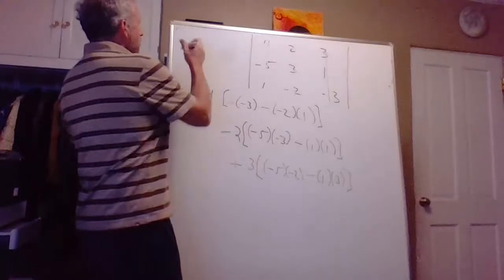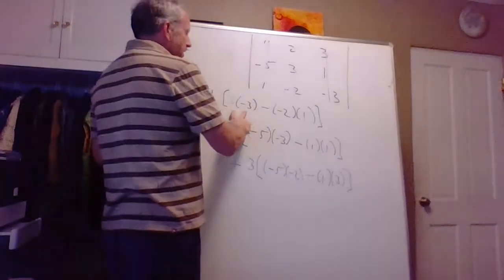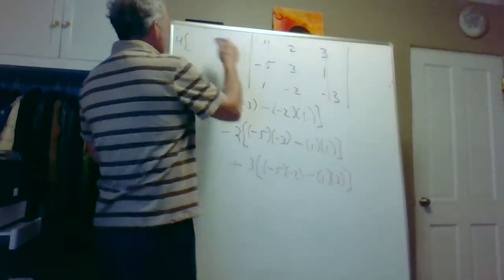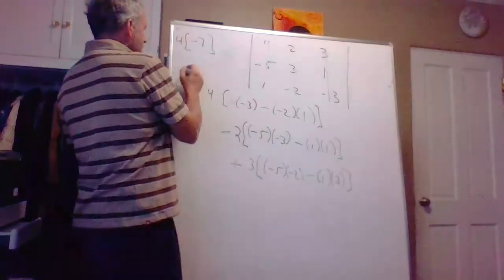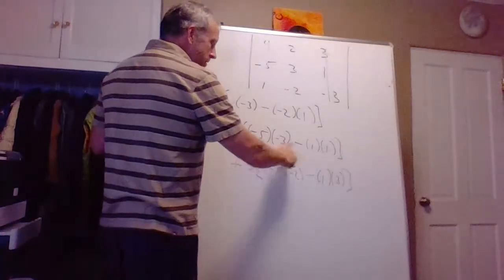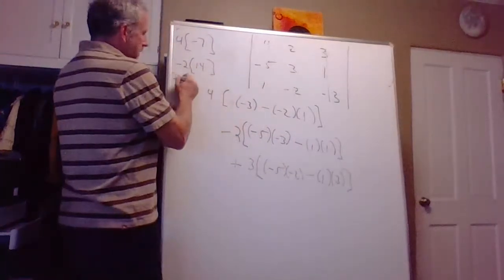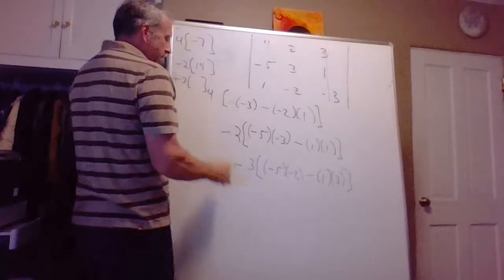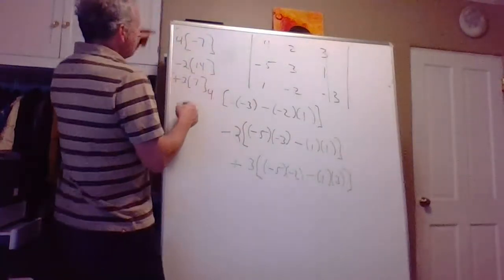Let's just leave this 4 alone for a minute here. 4. And then what do we have in here? We have, again, I know I said a second ago, -9 plus 2 is -7. And then, well, that's the first term there. -2. What do we get in here? 15 minus 1, so that's 14. And then plus 3. And what do we have in here? 10 minus 3, 7.